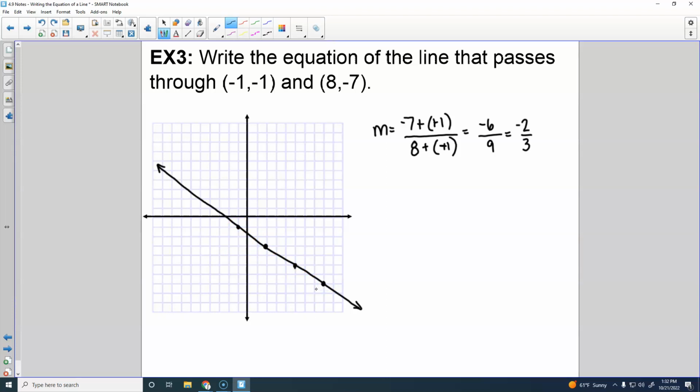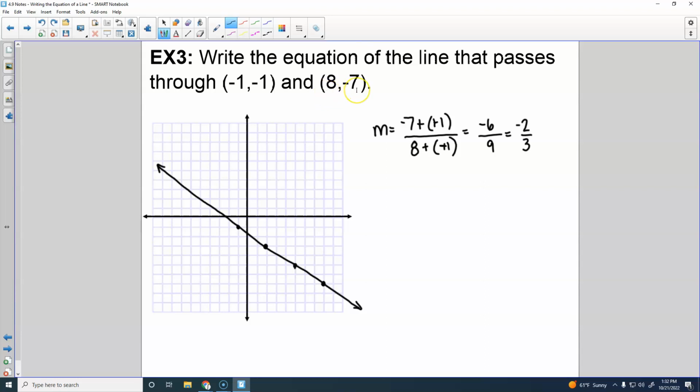I could have gotten the slope from this graph, probably. But y-intercept, more difficult to find. It's going to be more difficult to find algebraically as well, but it's nearly impossible to get it right from the graph. So, let's see. Lanaya, which point do you want to use? -1, -1, or 8, -7?